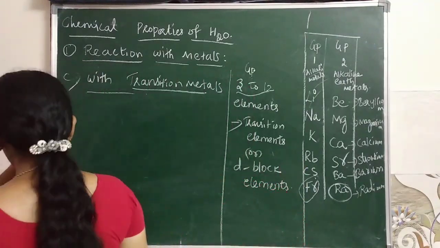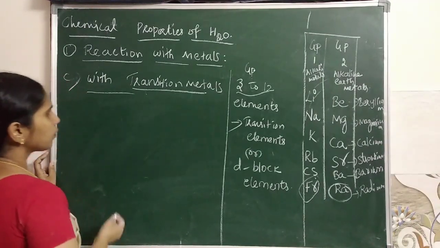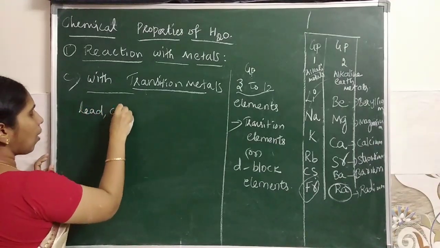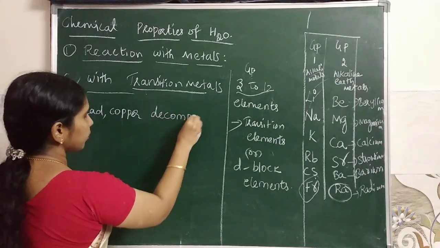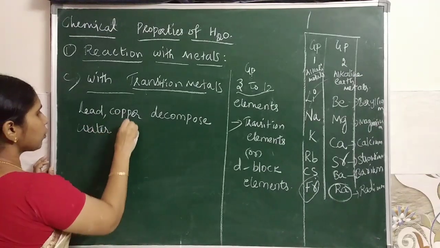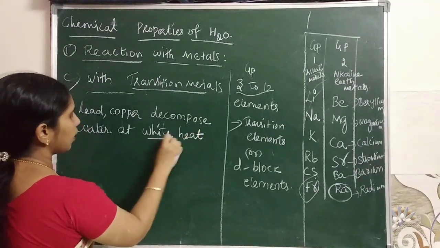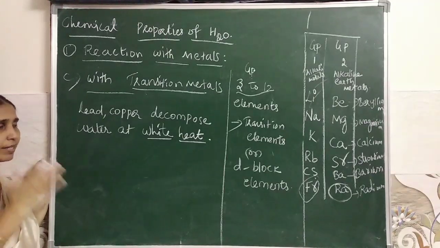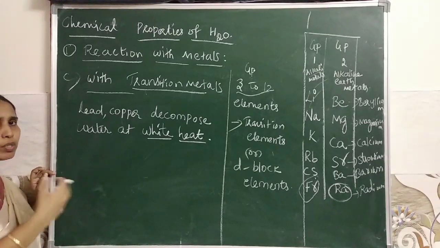Some examples are given. Transition metals lead and copper decompose water at white heat. White heat means the temperature is very high. Only at that temperature do lead and copper react with or decompose water.